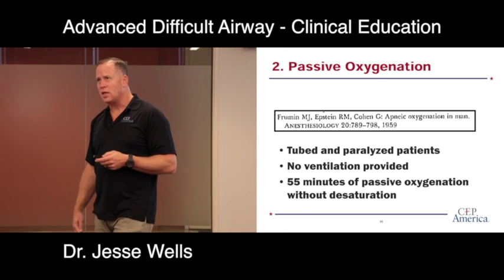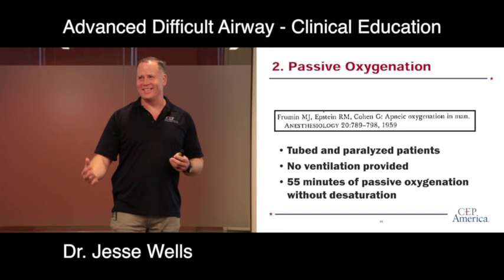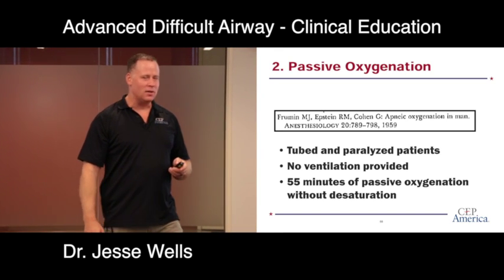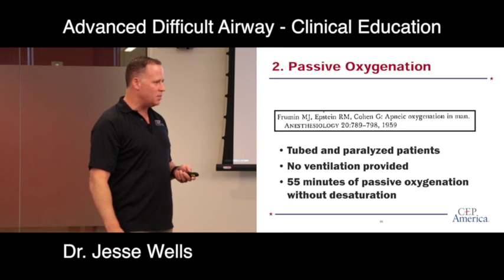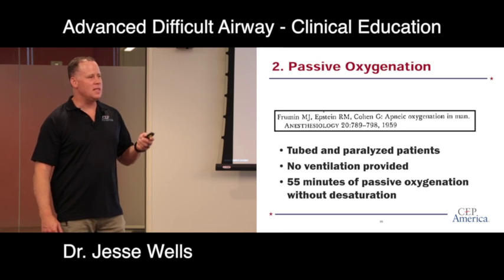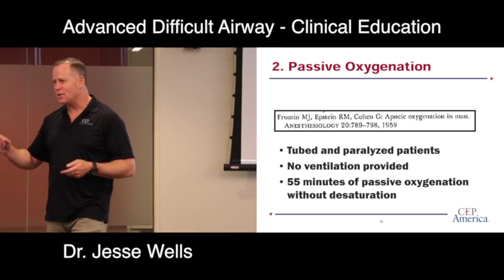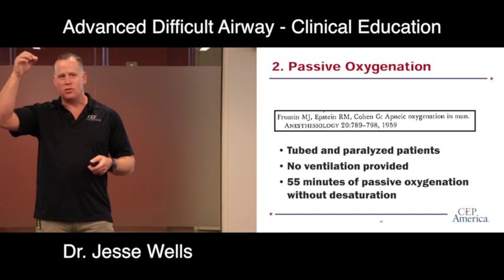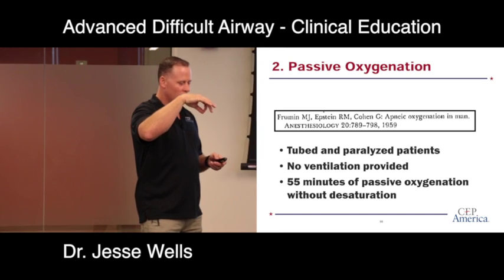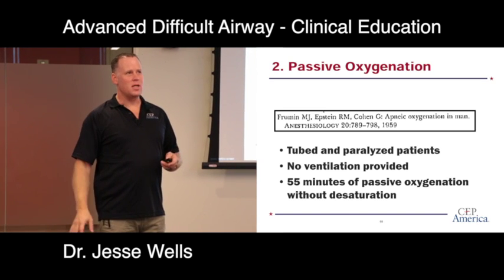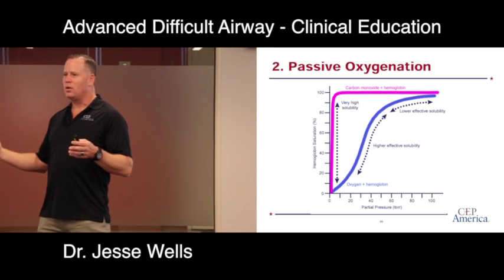So this is my favorite study. I just like the title, Apneic Oxygenation in Man. This is from 1959. Some crazy anesthesiologist basically intubated these patients, paralyzed them, and didn't give them a single breath for an hour. No ventilation at all. All he did was take a little feeding tube and drop it in the center of the ET tube at like 3 liters per minute. And in all of his studies, none of his patients had desaturation after an hour with no ventilation.